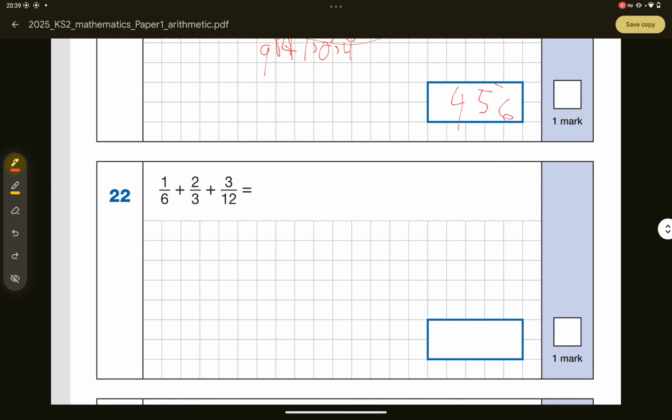And then 1/6 plus 2/3 plus 3/12. Just convert all of them to 12ths, which equals 2/12 plus, so times 4 times 4, 8/12 equals 10/12 plus 3/12, which equals 13/12, and then which equals 1 and 1/12.